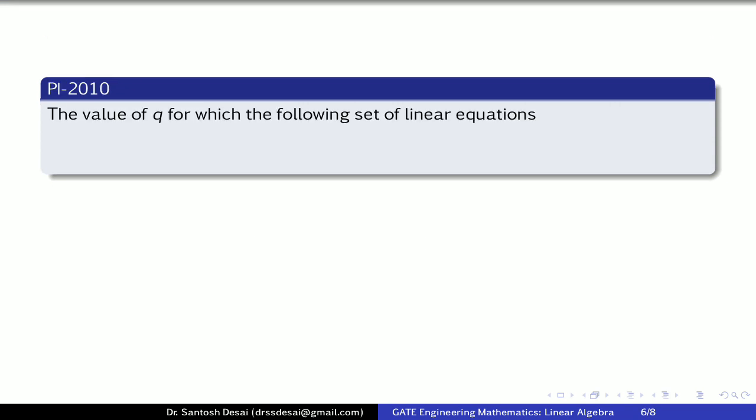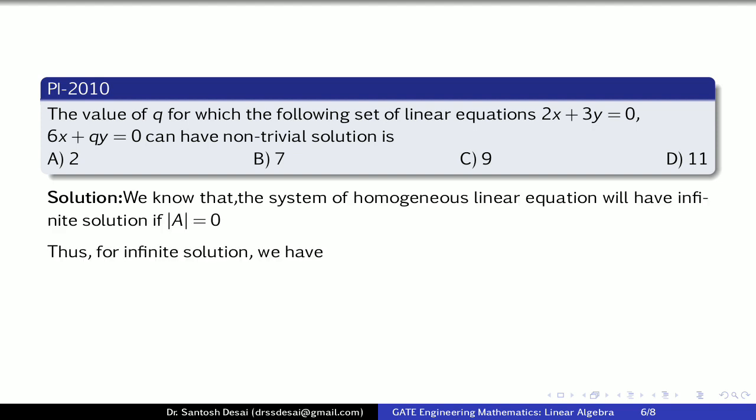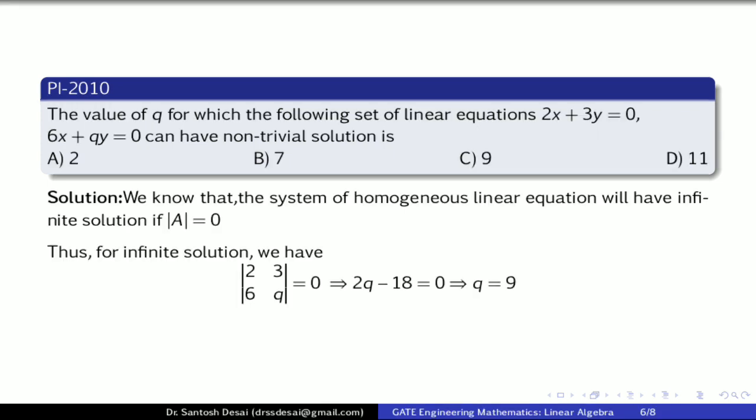Now next we consider the value of q for which the following set of equations 2x plus 3y equal to 0 and 6x plus qy is equal to 0 can have a non-trivial solution. The options are 2, 7, 9 and 11. Now for the solution, we know that the system will have a non-trivial solution if determinant of A is equal to 0. So let us consider determinant of the coefficient matrix is equal to 0. Simplifying this, we get 2q minus 18 is equal to 0, and this implies q is equal to 9.